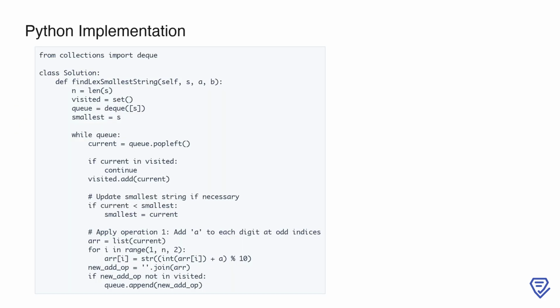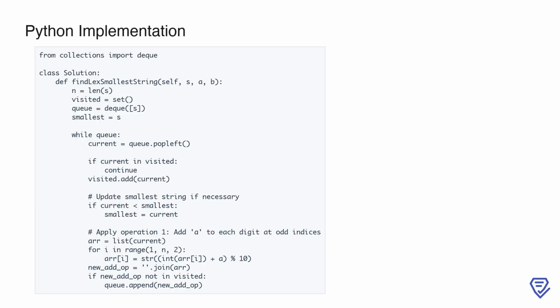Here, we begin implementing the solution to find the lexicographically smallest string after applying the given operations. First, we import the deque class from Python's collections module to help with our breadth-first search approach. Inside the solution class, we define the findLexSmallestString method, which takes 3 parameters: the input string s, the integer a for the addition operation, and the integer b for the rotation operation.